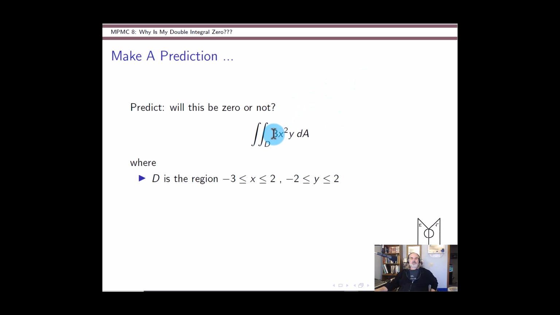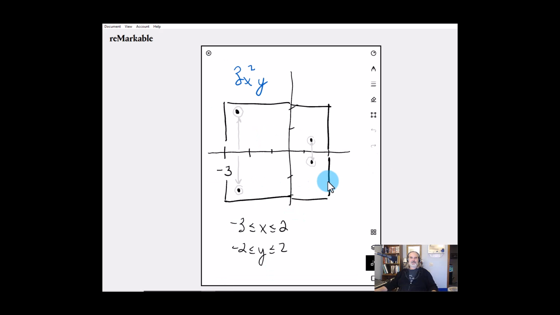Okay, so we can do some predictions before we even do any calculations. Take the double integral of 3x squared y over a rectangular region where x goes from -3 to 2, and y goes from -2 up to 2. So here is a very badly drawn version of that region. And let's say we pick this point up here. We get its contribution to 3x squared y. Now, since x is squared, it doesn't matter where we are on the x-axis, that contribution is always positive. But y can contribute a positive or a negative value, depending on where we are.